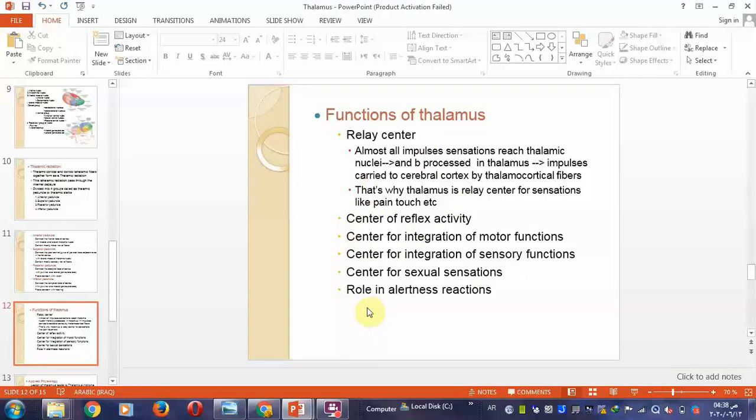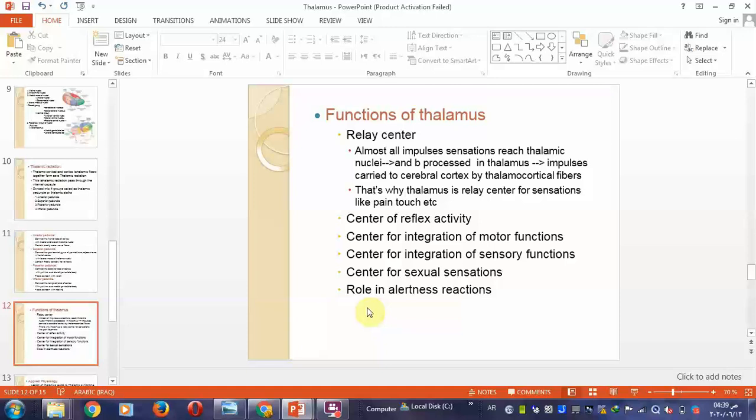As we said, the basal ganglia are very important in integration of the motor function, and impulses from the basal ganglia, from the putamen and globus pallidus internus and externus, pass to the thalamus and then to the cerebral cortex after processing and integration.